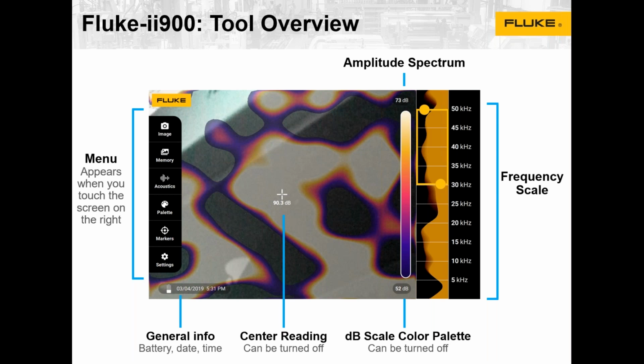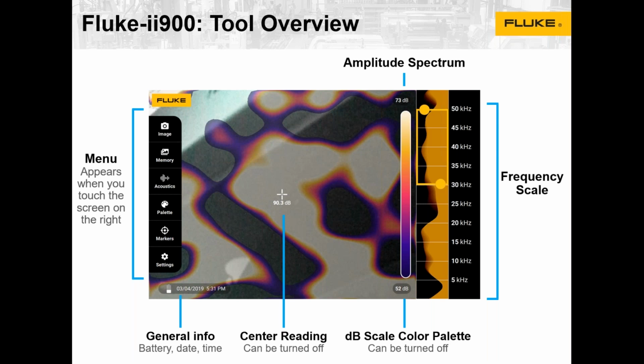Markers will allow you to turn on and off that decibel reading in the center of the screen. So you see there it says 90.3 dB. That's the sound profile or the amplitude of the sound that you're visualizing, and it's displayed there in the middle of the screen. That can be turned on and off. And then finally, in the menu options, you've got settings. That's just basic settings like time, date, language, things like that.